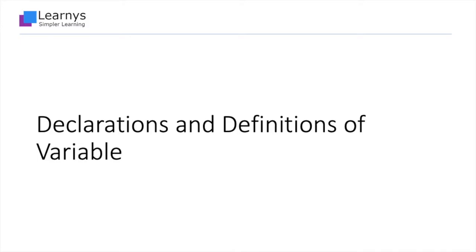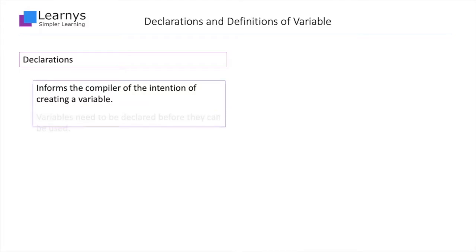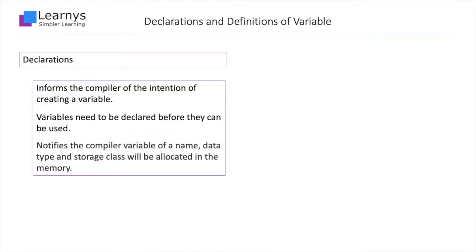In this video, we will look at how to create and use variables. There are two steps to creating a variable in the memory. The first step involves informing the compiler of the intention of creating a variable. This step is known as declaration. Variables need to be declared before they can be used. Declaration is a way of telling the compiler that a variable of given name and data type will be used somewhere in the upcoming text of the program.